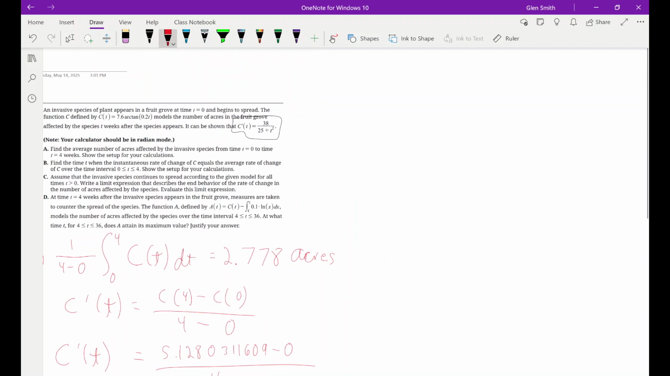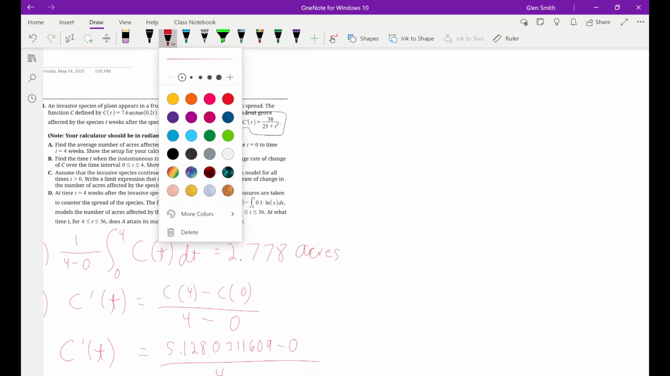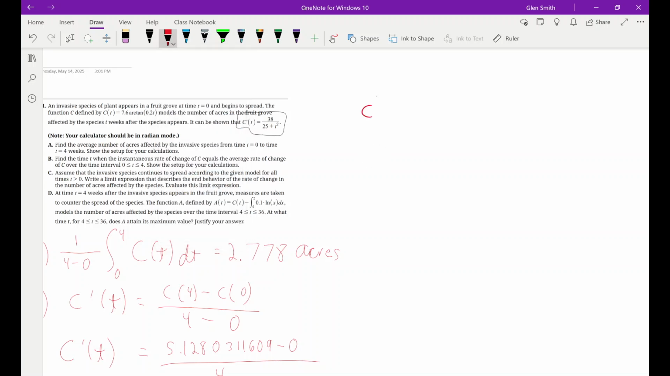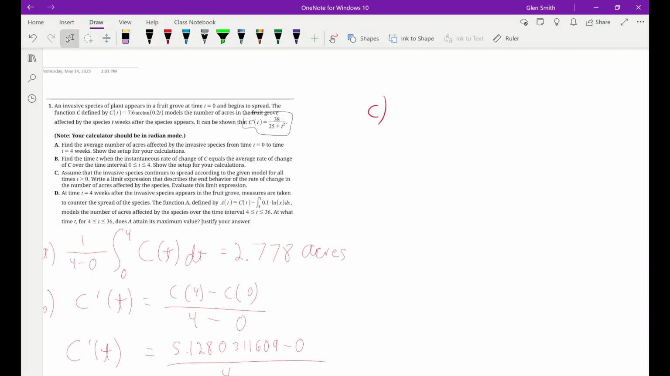So part C, which I'll do over here for us. Let me make this pen a little bit thicker too. Okay, so it says assume the invasive species continues to spread according to the given model for all times greater than 0.